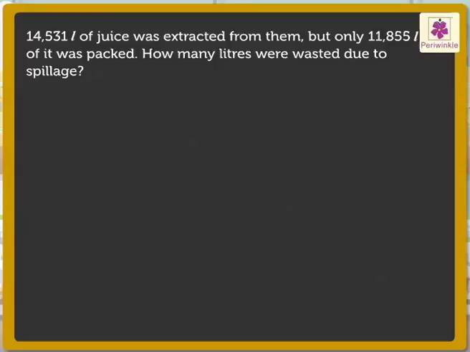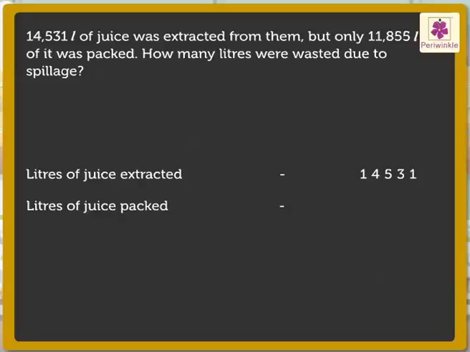To find the answer, let us write the statements first. Liters of juice extracted, 14,531. Liters of juice packed, 11,855. Now, let us subtract these numbers to get the difference.